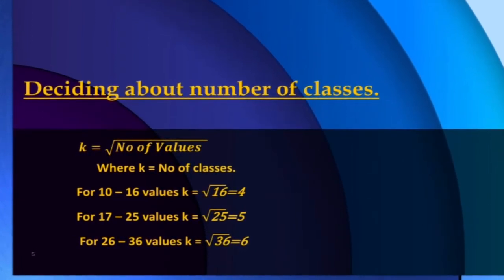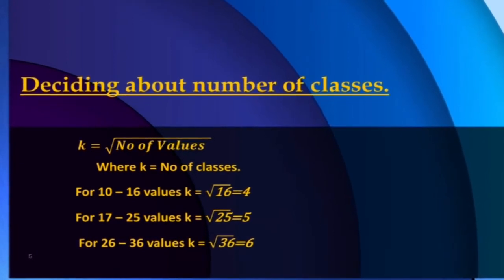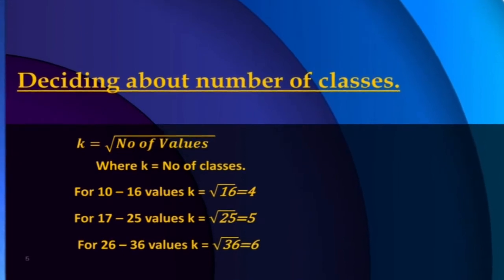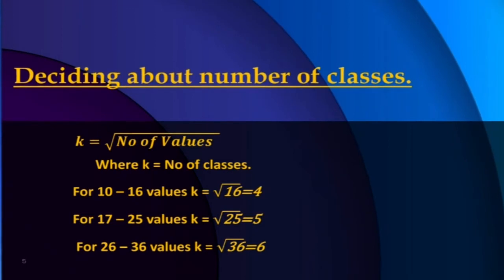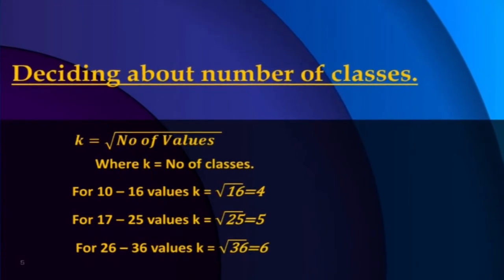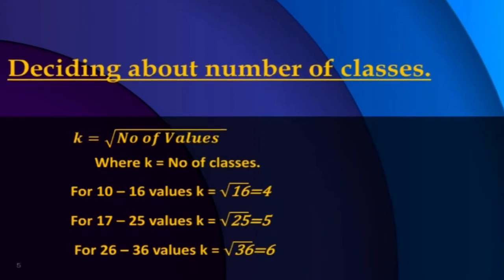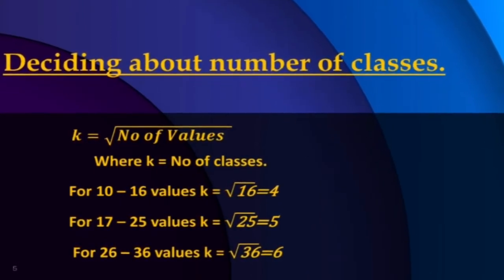According to the rule, if we have 5 to 9 values, the number of classes will be under root of 9 is equal to 3. For 10 to 16 values, it is under root of 16 is equal to 4. For 17 to 25 values, it is under root of 25 is equal to 5. For 26 to 36 values, it is under root of 36 is equal to 6, and so on.